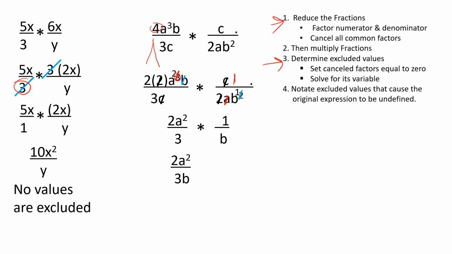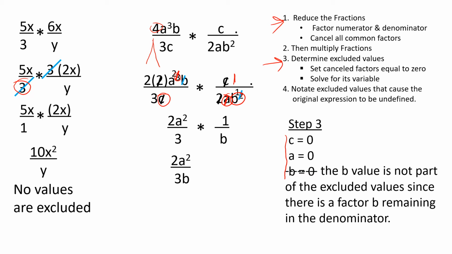Now we need to do step 3. Well, let's look at what did we cancel here? Well, we canceled out this variable C, we canceled out a variable A, and we canceled out a variable B. So notice I've written C, A, and B, and I've set them all equal to 0. So from there, you would think, oh, well, then C cannot be 0, A cannot be 0.